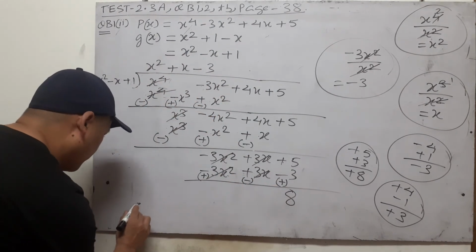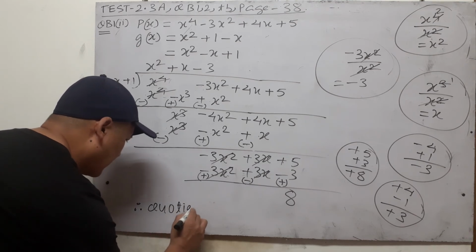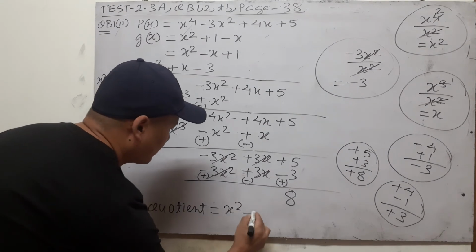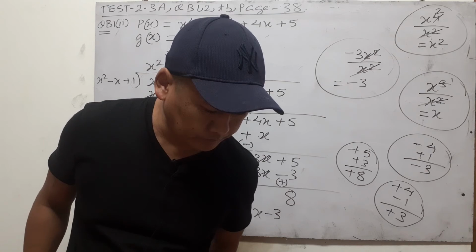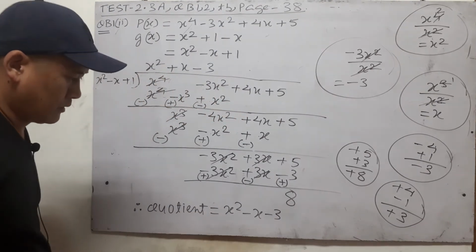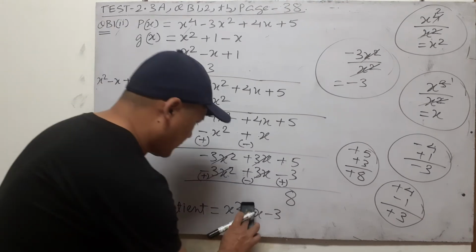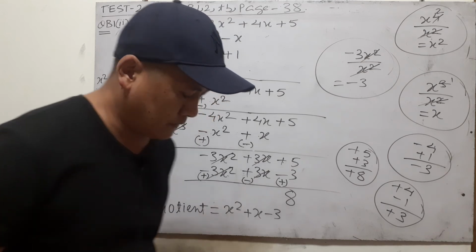So we write here, therefore, the quotient, Q-U-O-T-I-E-N-T, is whatever we get here: x squared minus x minus 3. Same as the book answer, I think. Yes, x squared plus x, sorry, x squared plus x minus 3. And then the remainder here.